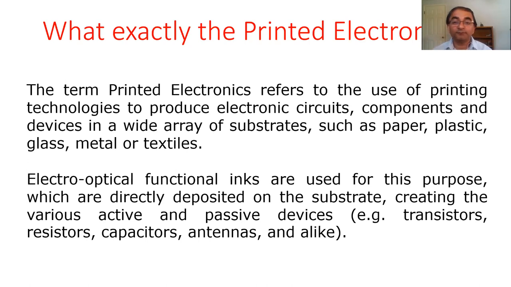And for printing, what do you require? You require electro-optical functional inks, which can be deposited directly on the substrate, creating various active and passive components like transistors, resistors, capacitors, antennas, and so on. So we require two things for printable electronics. One, an appropriate printer. And second, we have to develop functional inks. Then you can create any circuit on any substrate.